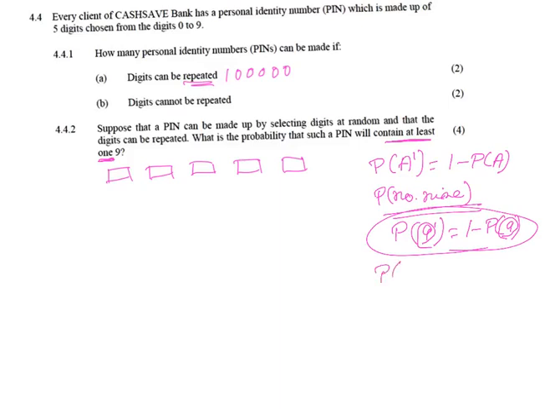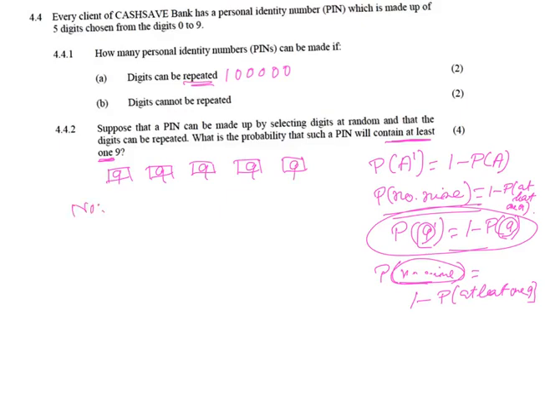Now, in other words, probability of no 9 is equal to 1 minus probability of at least one 9. No 9 means how many digits are available with me now? I have only 9 because I am removing 9. So no 9 means I am removing 9. Therefore, the number of possible choices here is 9, and it is repeating. Therefore, 9, 9, 9, 9.